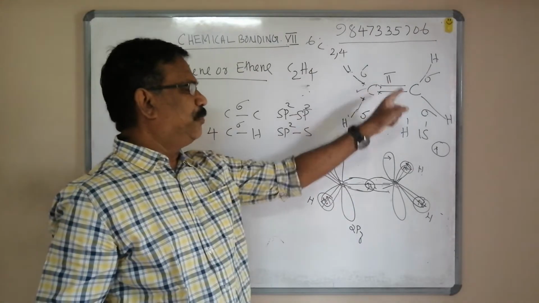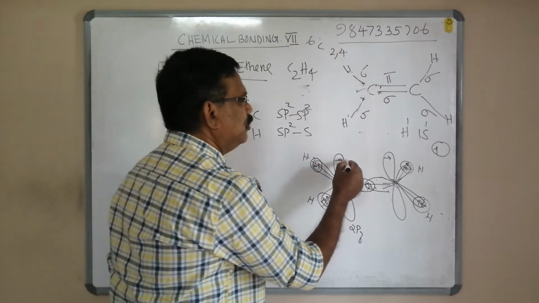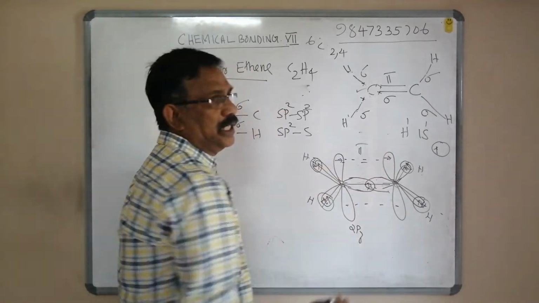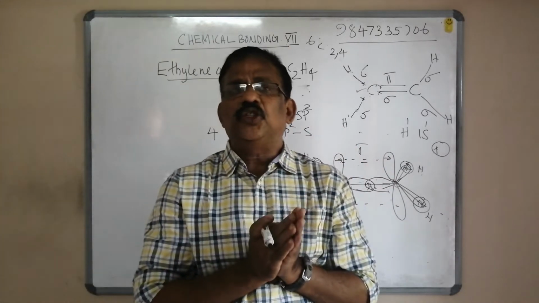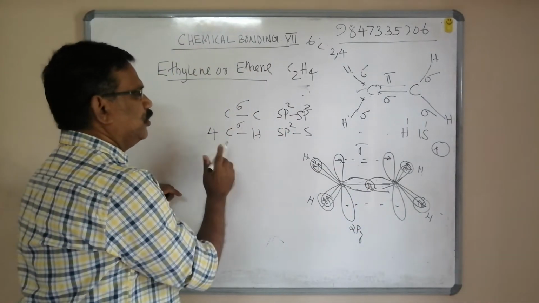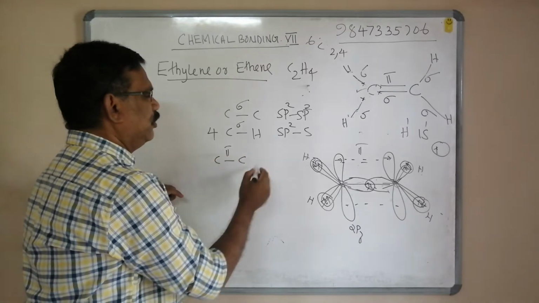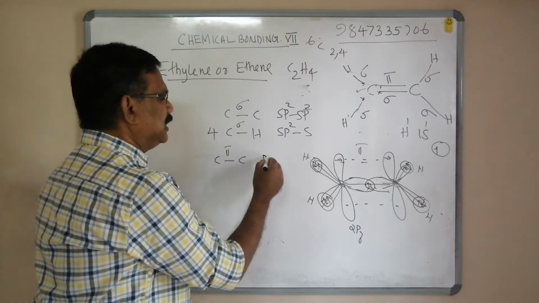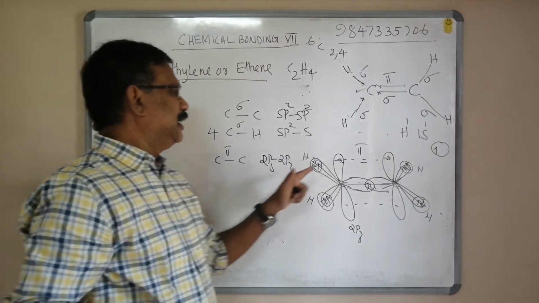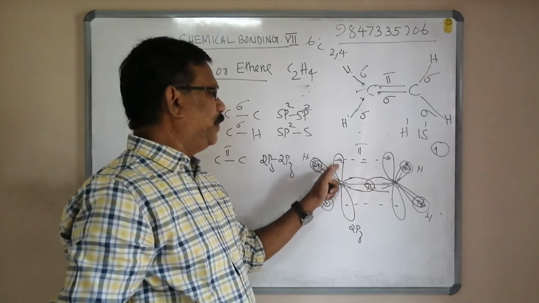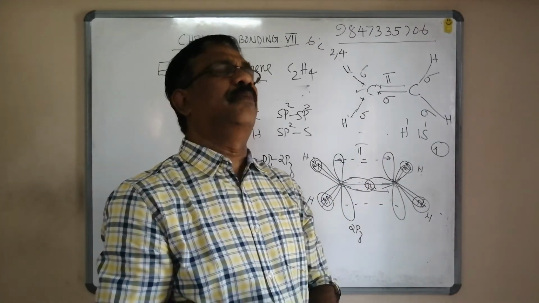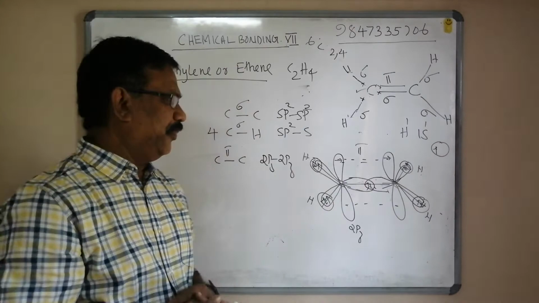And the last, the pi bond is formed by the sidewise overlap between the unhybridized or pure p orbitals. They overlap in a sidewise manner, and this pi bond is formed. So the C-C pi bond is formed by the unhybridized 2pz orbitals overlapping in a sidewise manner, and that leads to the formation of a pi bond. So this is the shape of the ethene molecule.